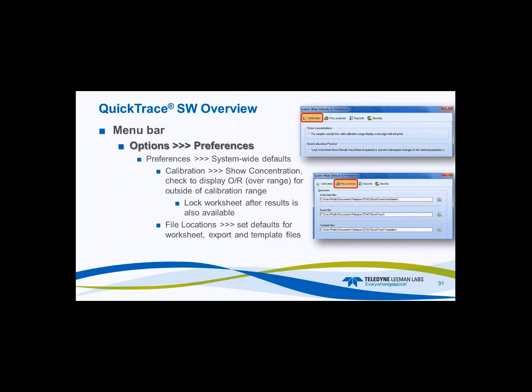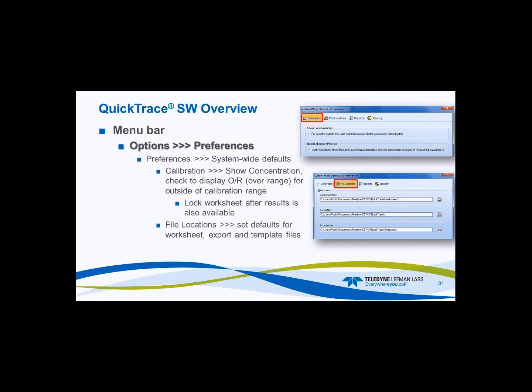Calibration, if you click on there, you have the option to show concentration, and if that's checked, it'll display over range or O\R for any sample that's above the range. And then you can also lock that worksheet. So once results are collected in that worksheet, you can lock it. And if you have the administration privileges for the system, then you can lock it so none of the analysts can make changes to that worksheet once you've collected data.